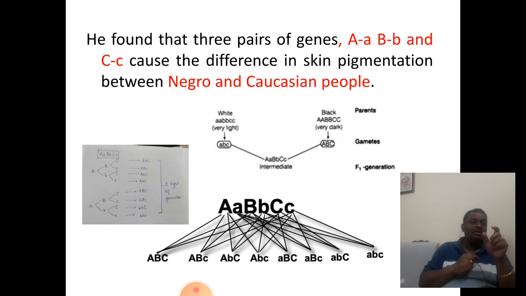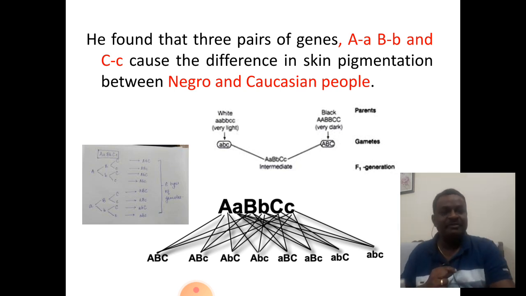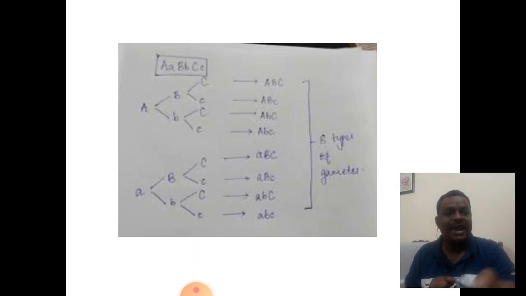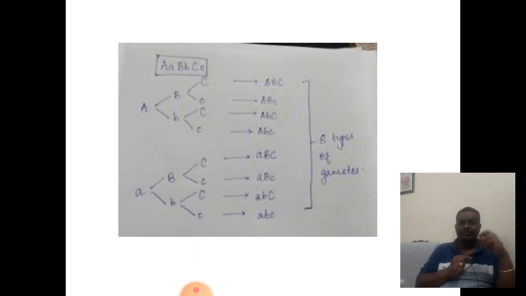So when an intermediate individual is forming the gametes, how many types of gametes are possible? It is 8 types. Similarly, from the other individual, we have another 8 gametes. So 8 into 8, 64 gametes are formed. Here is the picture that represents again the gamete formation as I have explained to you.